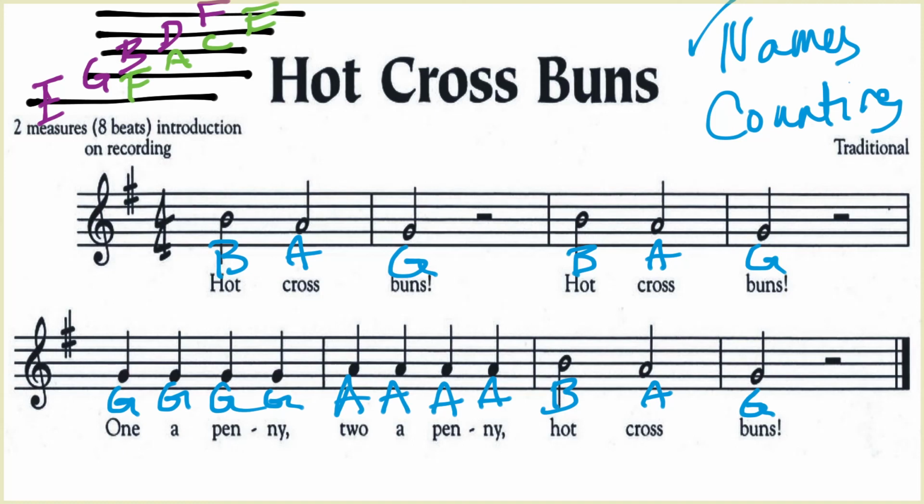So here we go. We know that we start on beat 1, and the first note is a half note, so that's going to be 2 beats. So 1, 2. The next note is a half note, 3, 4. And let me go ahead and write that again so it's more neat. 1, 2, 3, 4.